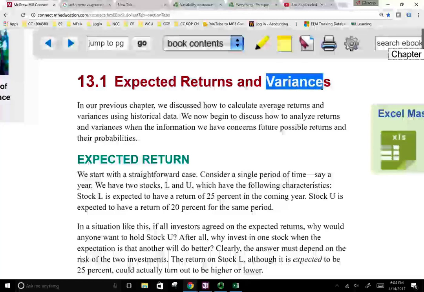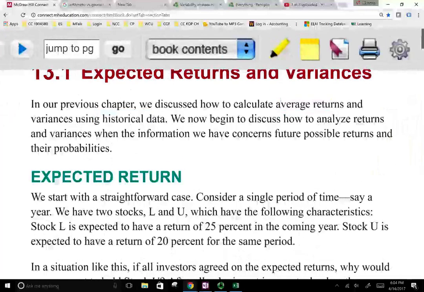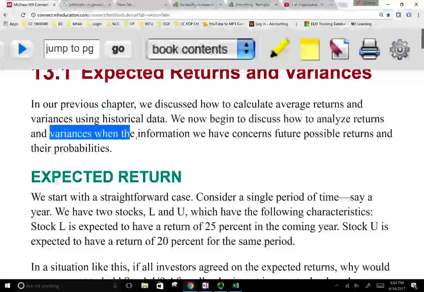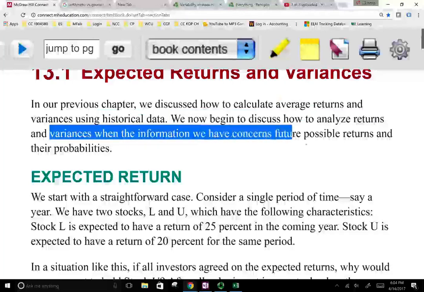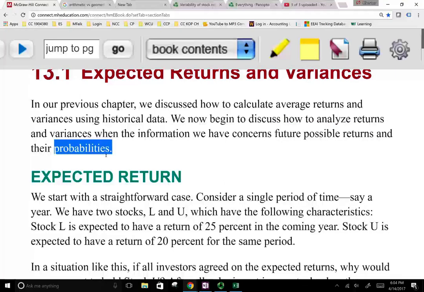In the previous chapter, we discussed how to calculate the average return and the variance using historical data. So this is what we learned. Now we begin to discuss how to analyze return and variances when the information we have concerns future possible returns and their probabilities. Rather than looking at the past, we're going to be looking at the future. So we're going to be looking at something we call expected return.